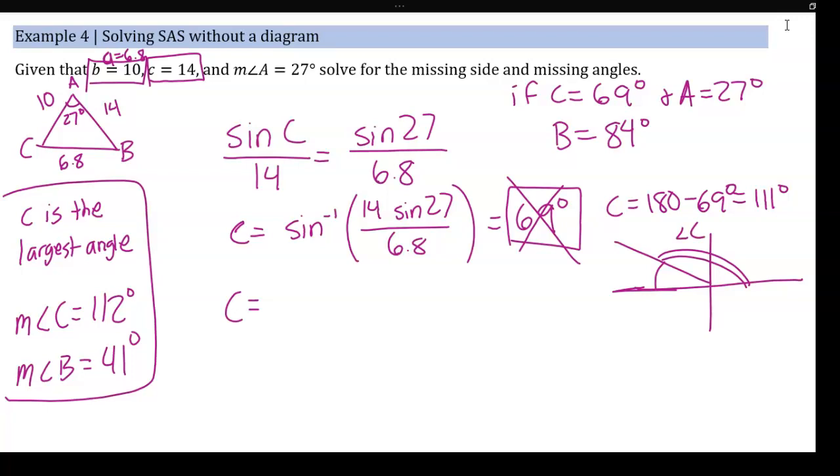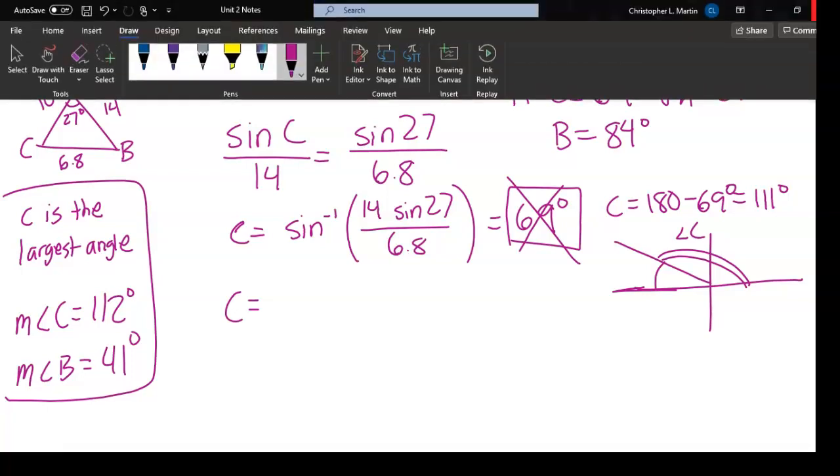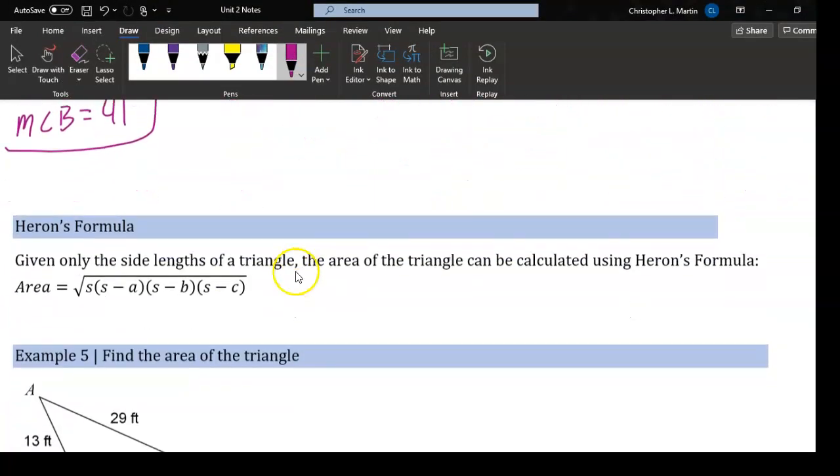So if we do the law of cosines to find our angle once we have our three sides, that's going to always give you the largest angle instead of having to worry about using the law of sines and you get two possible answers. So after you find the longest side, to find the third side, use the law of cosines to find that biggest angle.